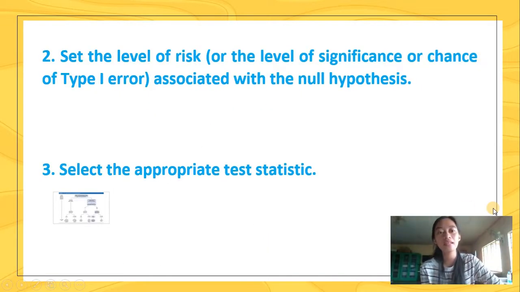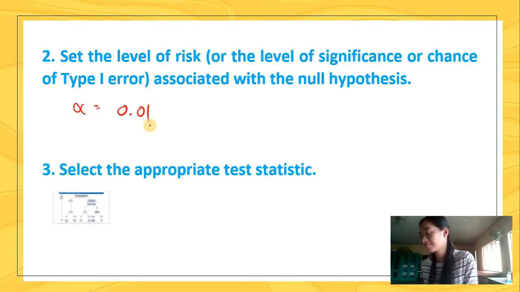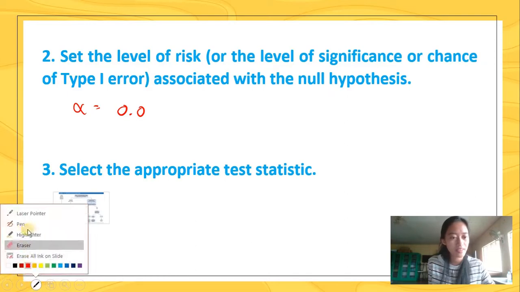Next, number 2, set the level of risk or the level of significance or chance of type 1 error associated with the null hypothesis. So just for this study and for most studies, we will employ the alpha at 0.01 level. But it is really just on the decision of the researcher. Oh, sorry, 0.05. Ang kina-common nag-use class kay 0.05. 0.01 is very strict already.